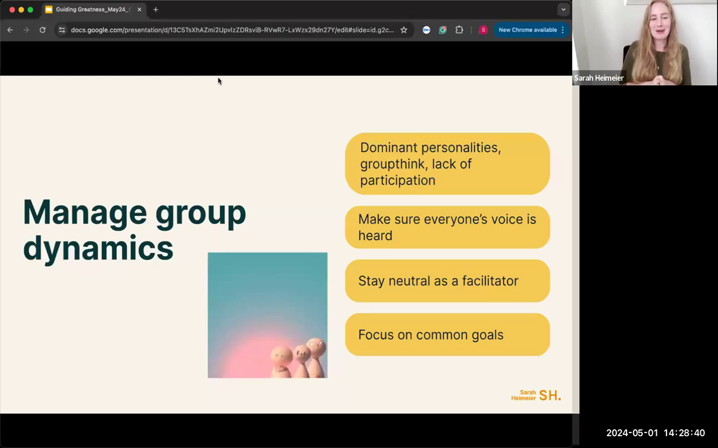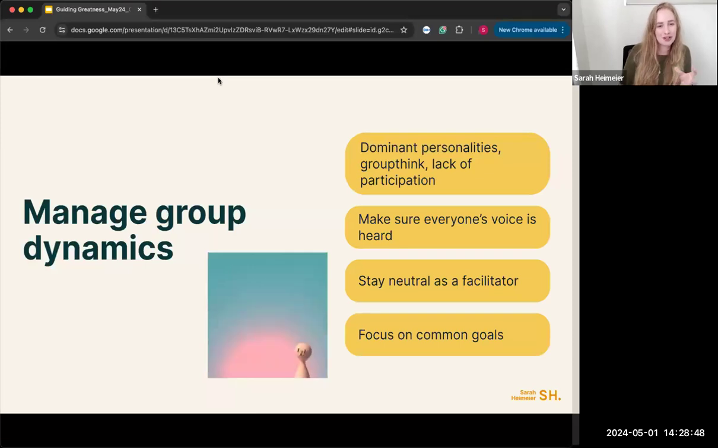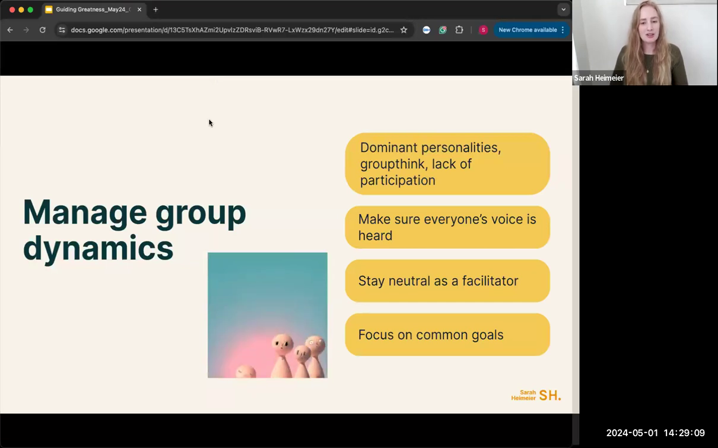And then the other part that's really important in terms of managing those group dynamics is making sure that everyone's voice is heard. So like I was saying, for those top ones that we have, which is around dominant personalities, groupthink, or lack of participation, you're wanting to use all of those different strategies to make sure that everyone's voice is heard and that you're bringing everyone along on that journey and they feel involved, especially when you're coming up with solutions. You want people to feel like they're part of it and that they're engaging with it as well.